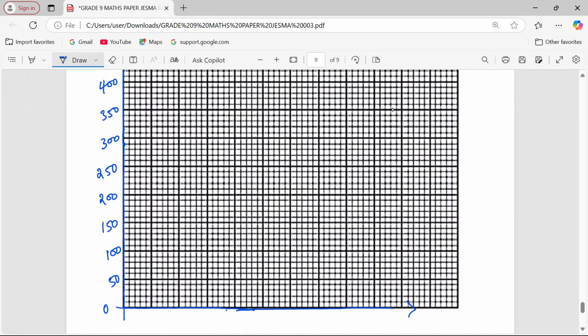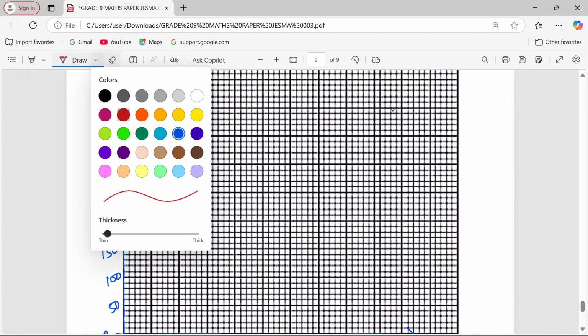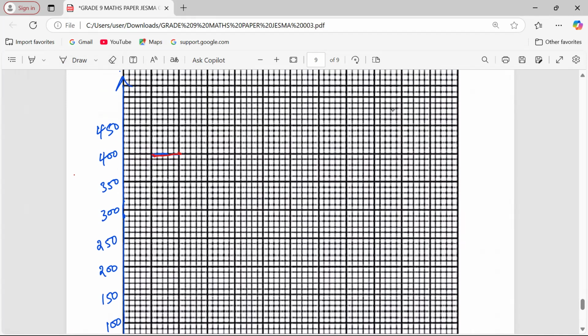So the first bar, which is going to be drawn here, is going to represent maize, and it should go up to a height of 400. Actually I can use some different ink for these bars. Let me choose red. So a height of 400. Now we draw it very well.